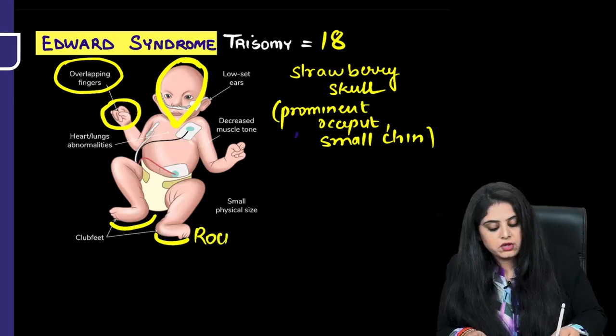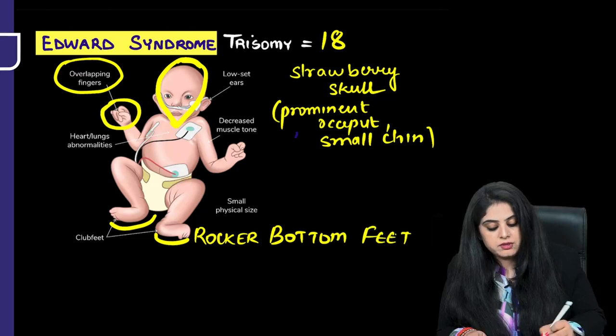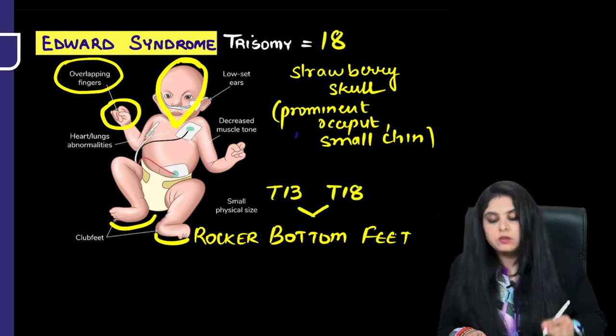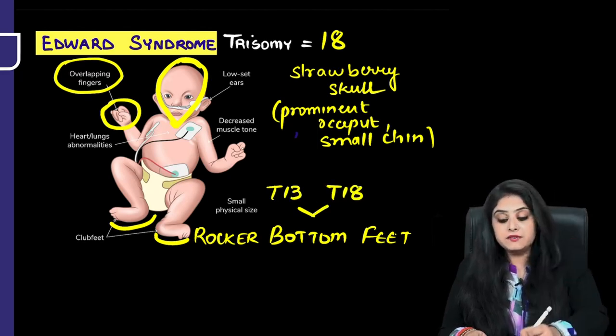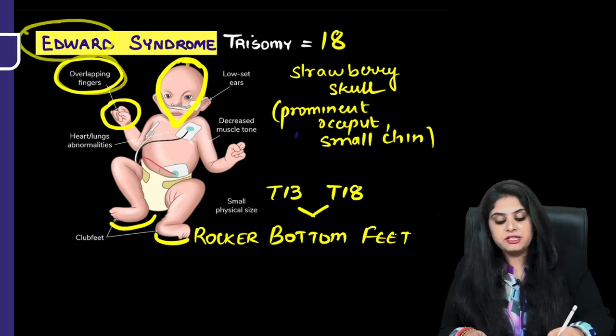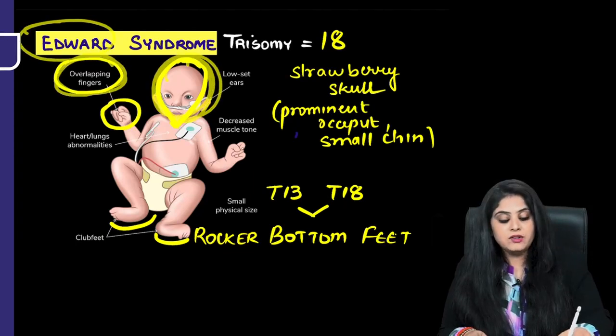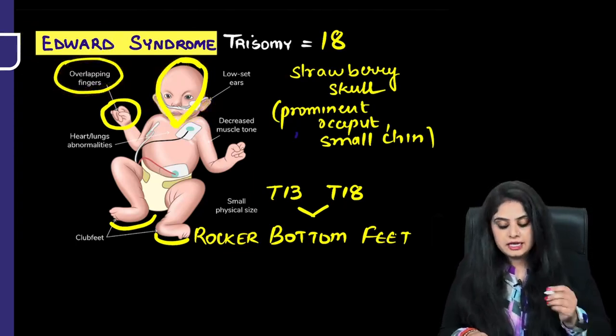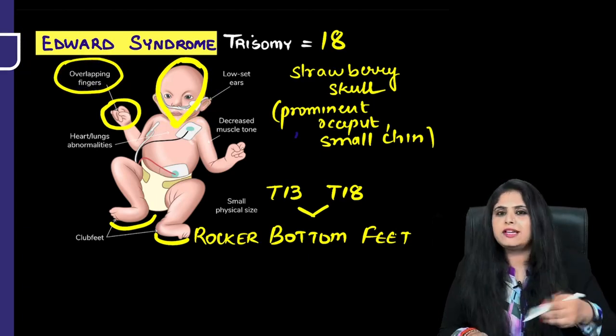What are they known as? Rocker bottom feet. Guys, let me tell you that rocker bottom feet are seen in both. Rocker bottom feet can be seen in trisomy 13, that is Patau, trisomy 18 also, that is Edward. It is seen in both. But in Edward, what is extra? The strawberry skull is going to be extra and the overlapping fingers is extra, right?